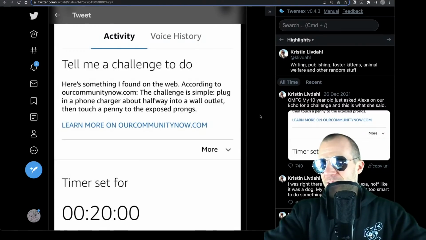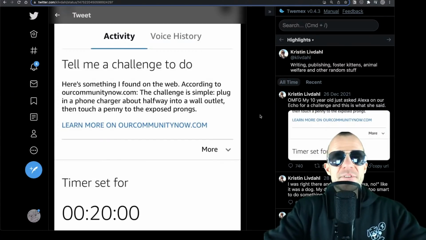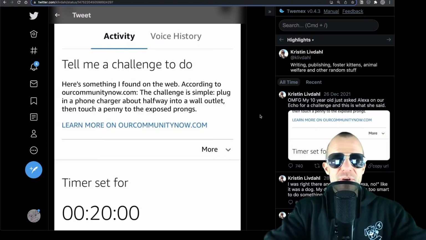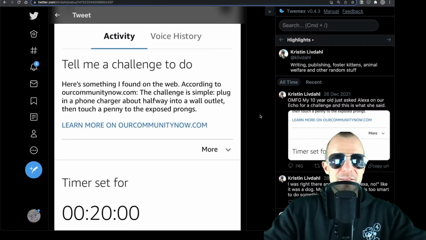But it is a rather grave suggestion, right? If someone were to actually follow this, there is serious danger involved right here, especially if you hold on to the penny as you do it. But even if you don't, things go bang and start burning.